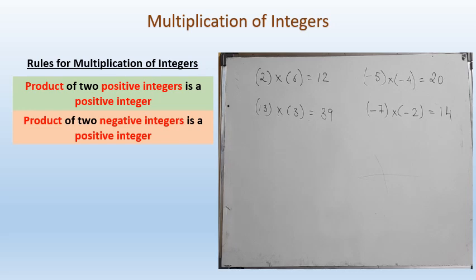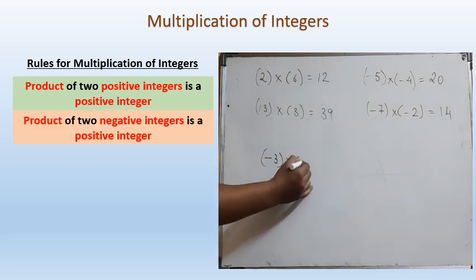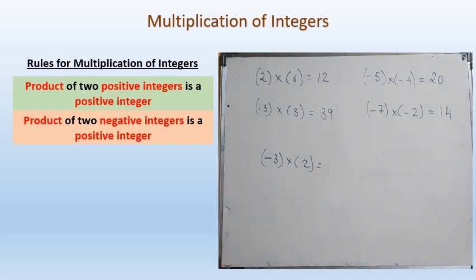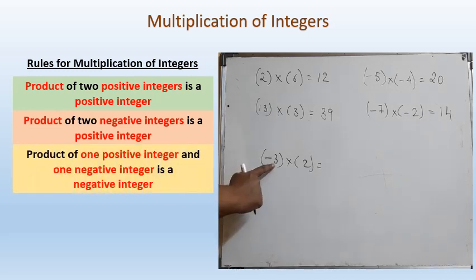Okay, now let us see what if the numbers have different signs. So if I have -3 multiplied by 2. Now students, if you are finding the product of two integers with different signs, the product is going to be negative. So you are going to multiply 3 twos are 6. This is minus and this is plus. So the answer will be negative.